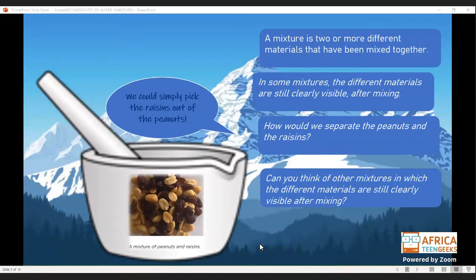And can you actually think of other mixtures in which we can mix materials and they're still visible? Yeah, if you're allergic to peanuts, please stay away from them. It's not good to eat them if you are. So other than this example I've given you, can you think of other mixtures where you can mix two things, but you still see them? So you mix two materials and you can still see both of them.